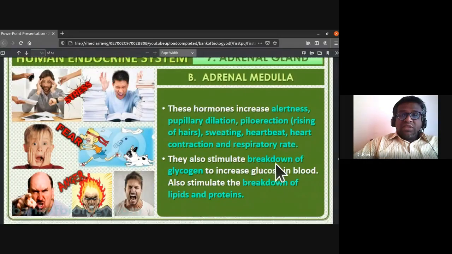They also stimulate the breakdown of glycogen. The glycogen breaks down to release glucose in the blood. Whenever there is more glucose in the blood, there can be more energy by the breakdown of glucose. They also stimulate the breakdown of lipids and proteins. So these emergency hormones stimulate breakdown of glycogen to increase glucose in the blood, and also the breakdown of lipids and proteins.